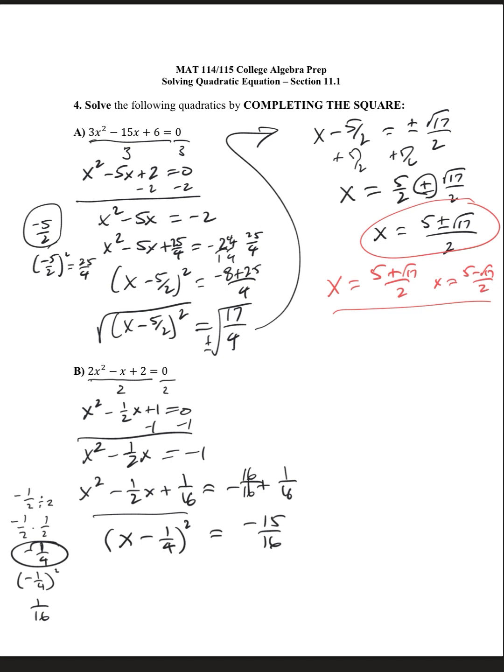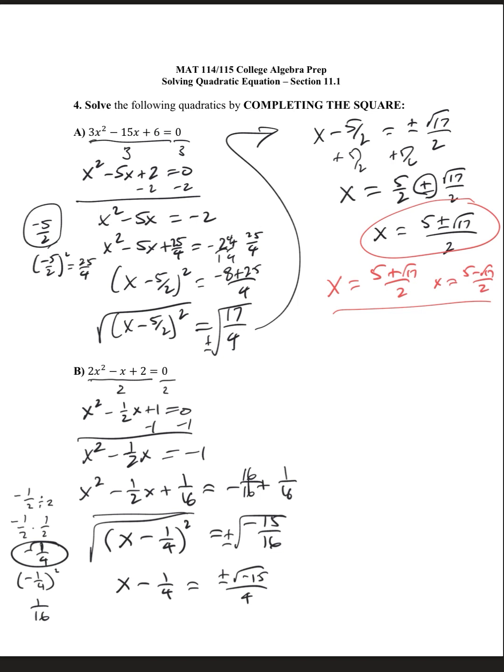Again, we have the square root property in play, so plus and minus the square root. The square clears out over here. I don't need all those parentheses, let me make that a little nicer. So everything clears out here. We have x minus 1/4 equals plus or minus the square root of negative 15 upstairs, and the square root of 16 is 4 downstairs.